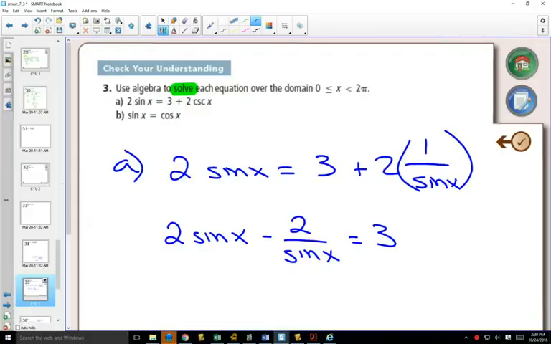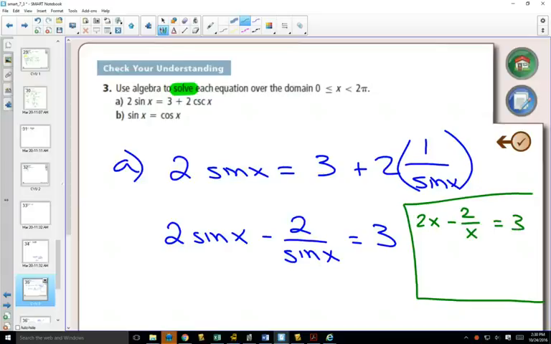Now, one of the things you can do as far as looking at this equation and trying to figure out what you should do is think back: if instead of sine I just had x's, what would this look like? Off to the side here, 2x minus 2 over x equals 3, just replacing the sine x with x. How do you solve that kind of question? This is called a rational equation because you have x's on the bottom. And we did rational equations in grade 11. How did we solve them?